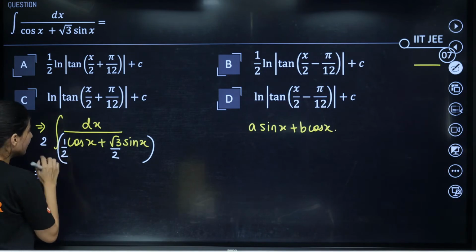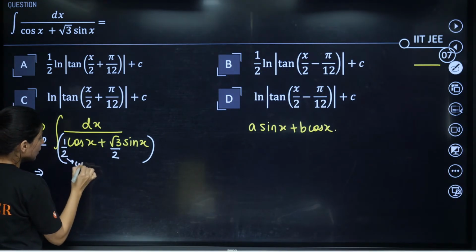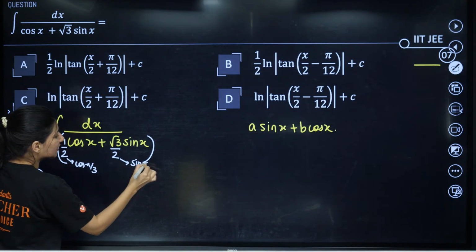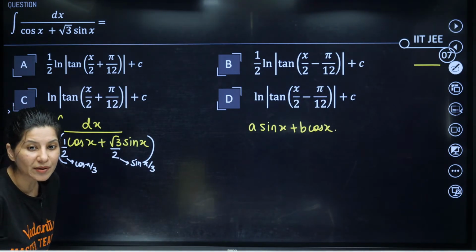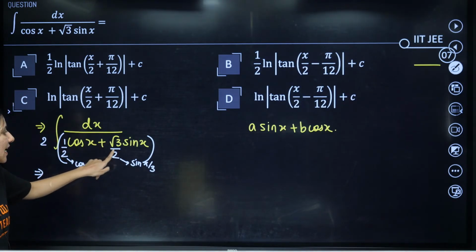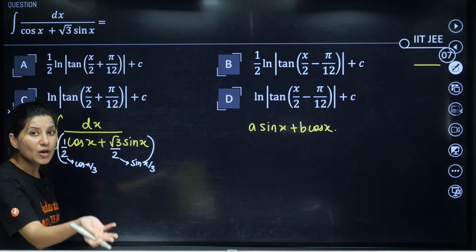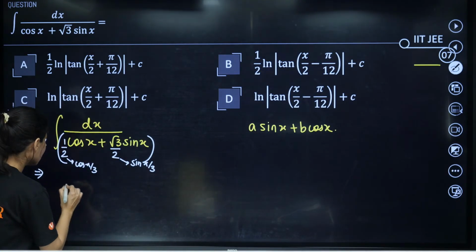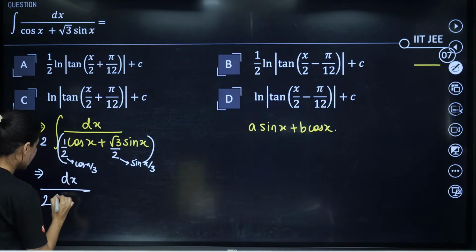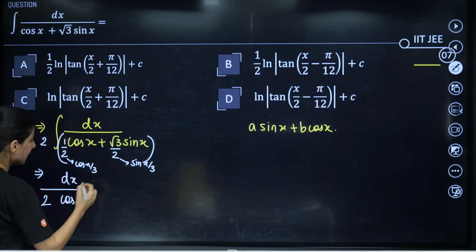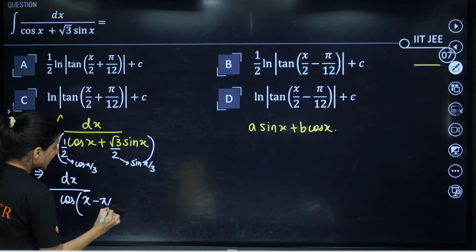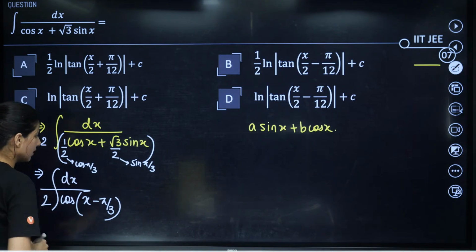Now this is cos of 60 degrees, that is cos pi by 3. And this will become sin pi by 3. So can you see what this is becoming? Cos A cos B plus sin A sin B, which is cos of A minus B. So dx upon 2, this is going to be cos of A minus B, that is pi by 3 minus x or x minus pi by 3, both will work.